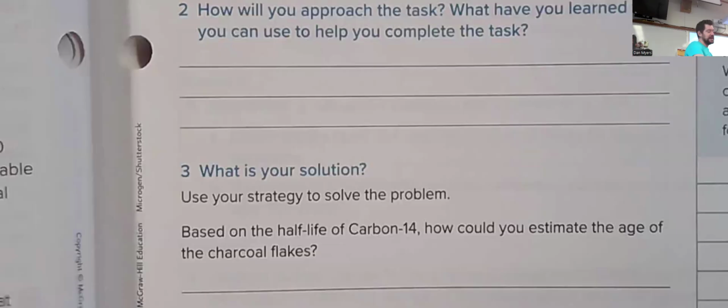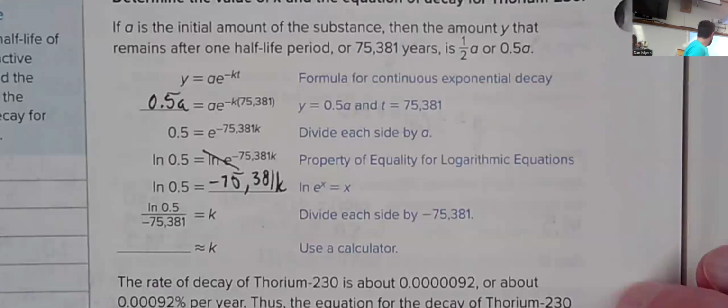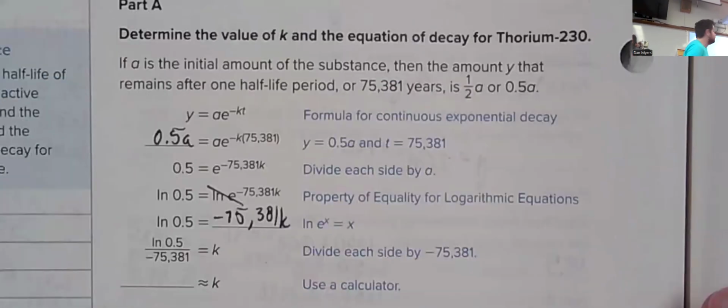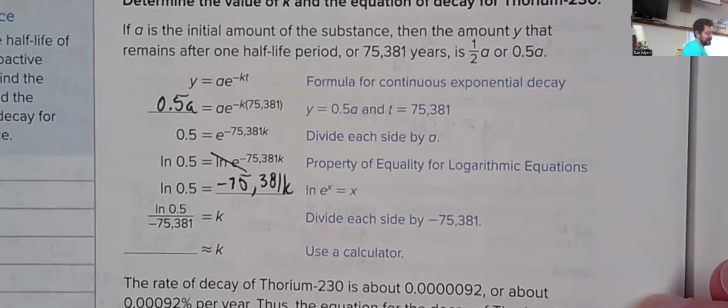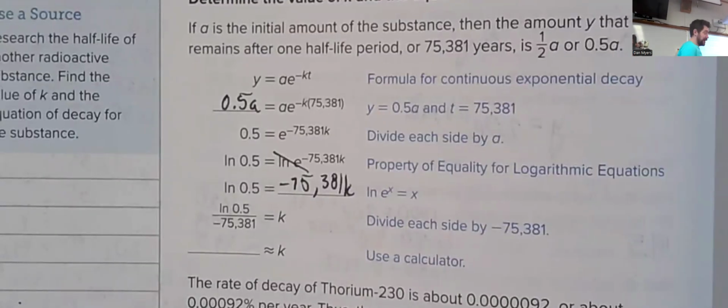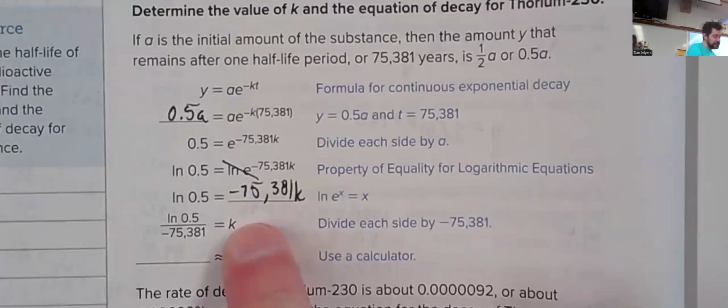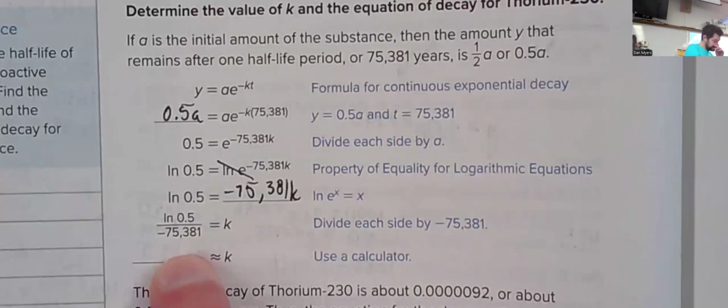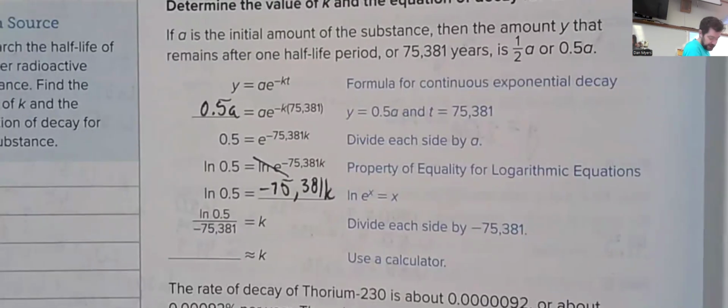So that's the big difference there. All right, let's head on back. We were talking about this thing called thorium 230. I don't know what that means, but we're talking about it. And we're figuring out the value of k, which is the decay rate. And we got to ln of 0.5 divided by negative 75,381.